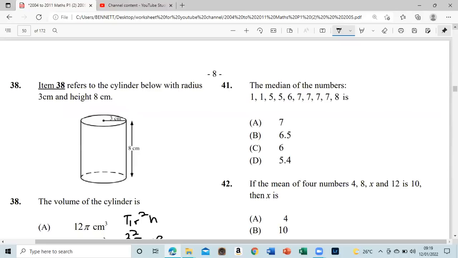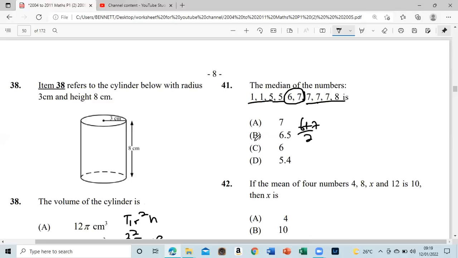All right, the median number is, oh, it's arranged in ascending order already. Let me see, I take 3 from the side, yeah. 3 from the side, yeah. Now this. All right, one more. So 6 plus 7 divided by 2.